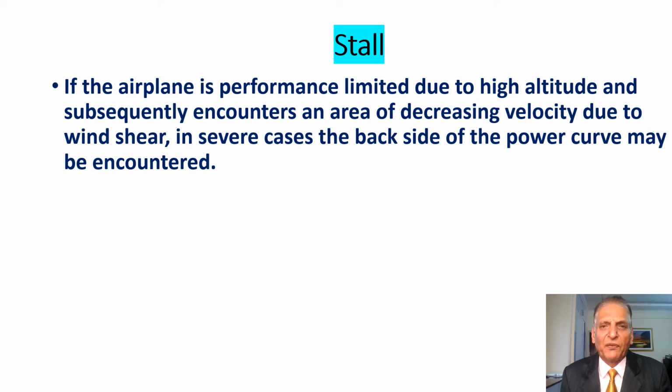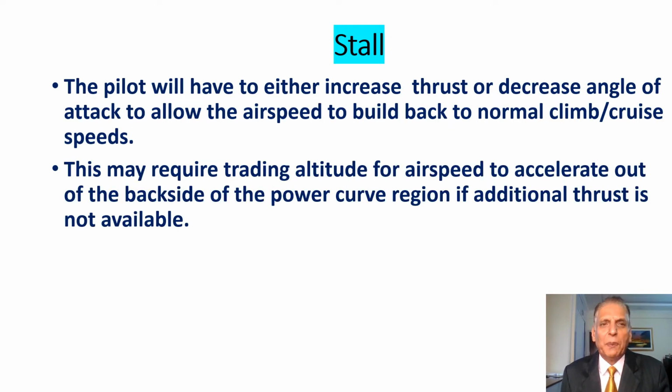If the airplane is performance limited due to high altitude and subsequently encounters an area of decreasing velocity due to wind shear, in severe cases, the backside of the power curve may be encountered. The pilot will have to either increase thrust or decrease angle of attack to allow the airspeed to build back to normal climb or cruise speeds. This may require trading altitude for airspeed to accelerate out of the backside of the power curve region if additional thrust is not available.